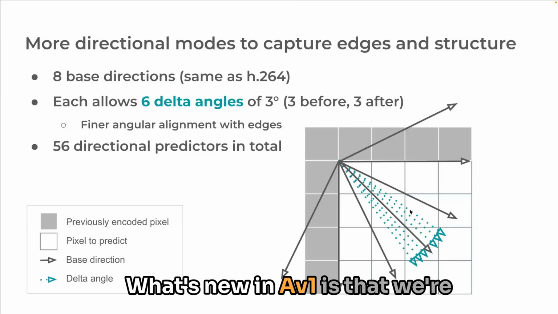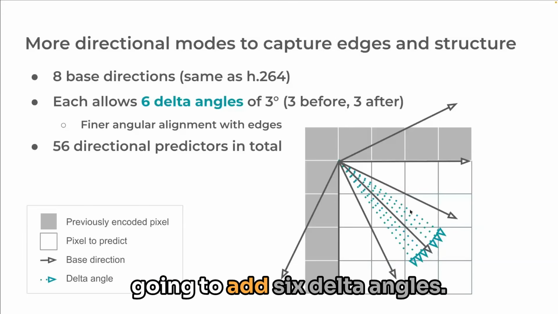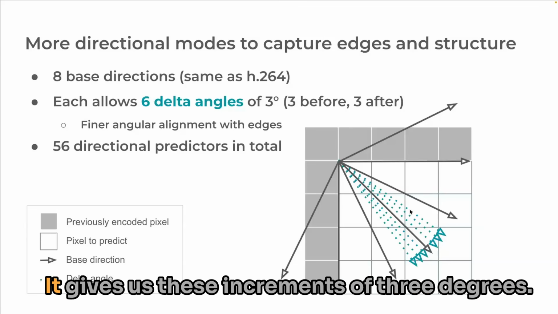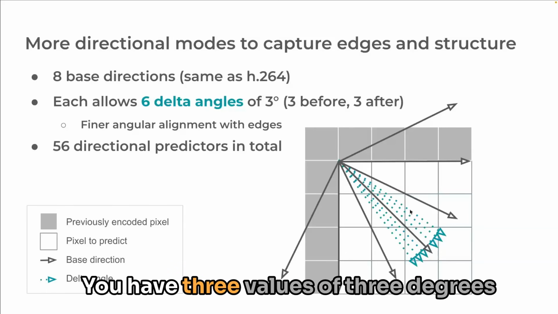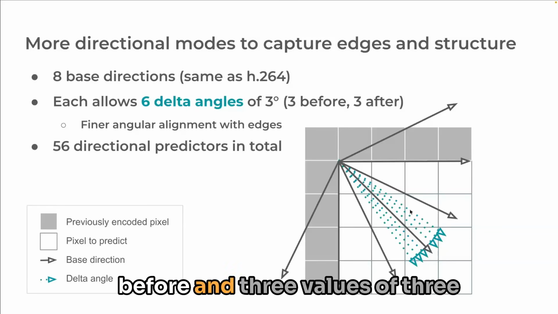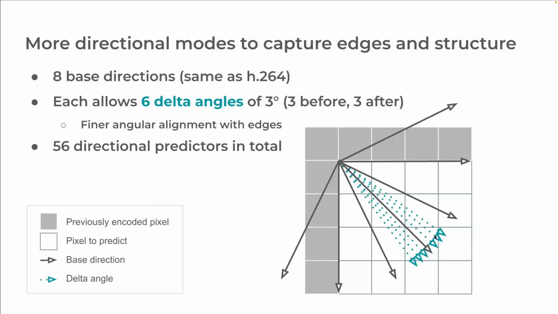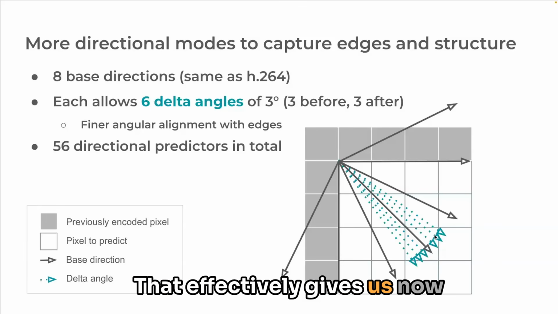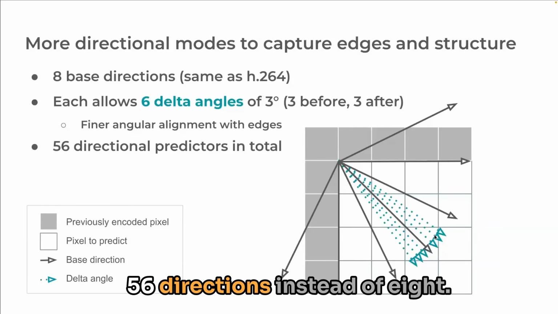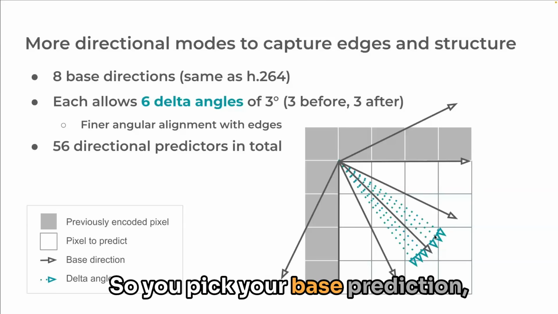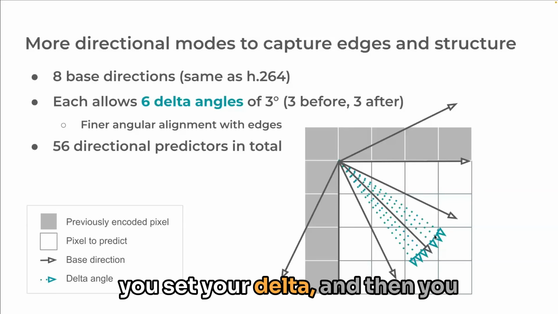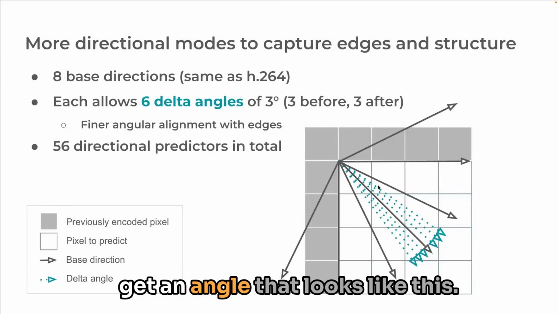What's new in AV1 is that we're going to add 6 delta angles. It gives us these increments of 3 degrees. You have 3 values of 3 degrees before and 3 values of 3 degrees after. And you can see them here. That effectively gives us now 56 directions instead of 8. So you pick your base prediction, you set your delta, and then you get an angle that looks like this.